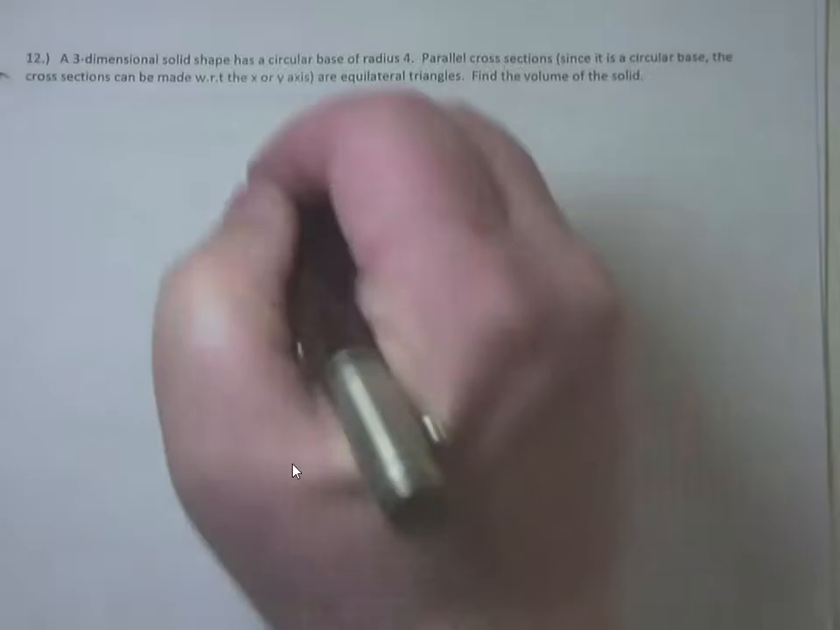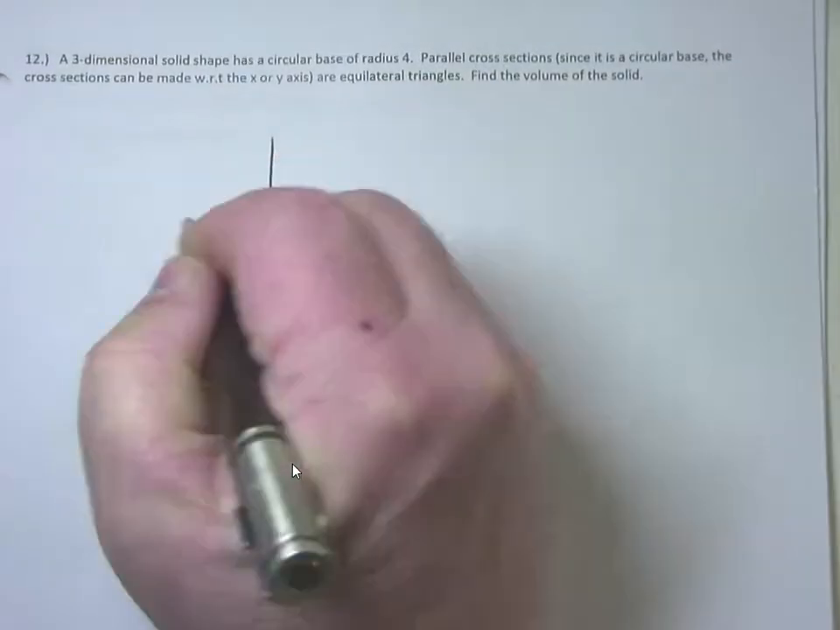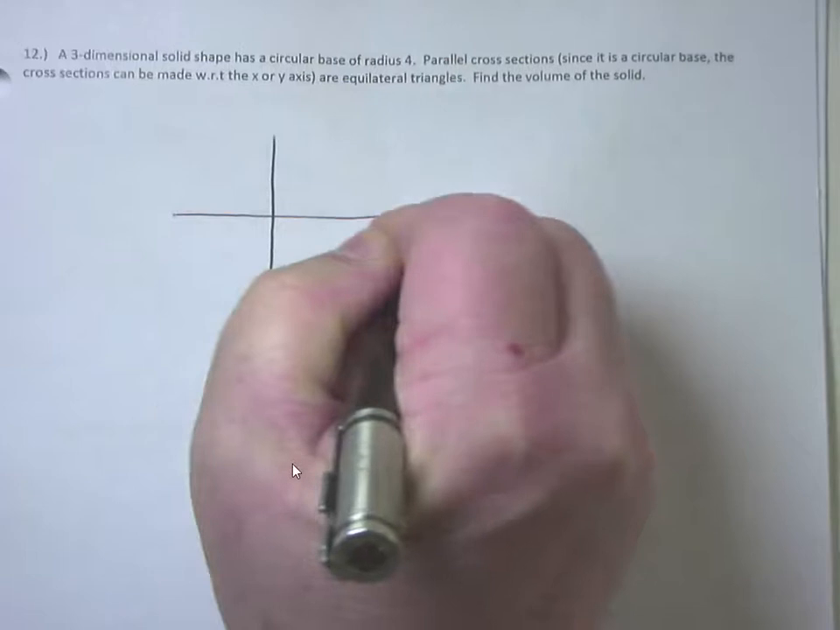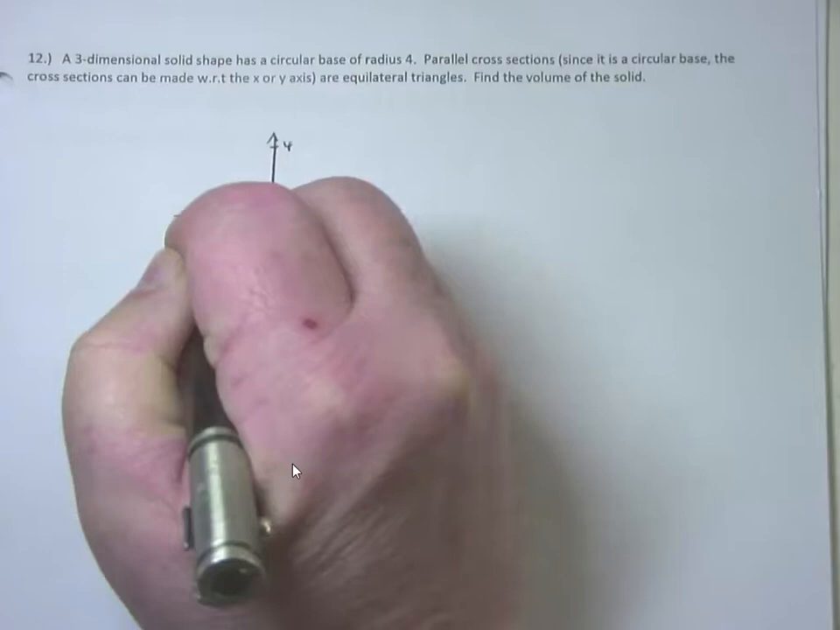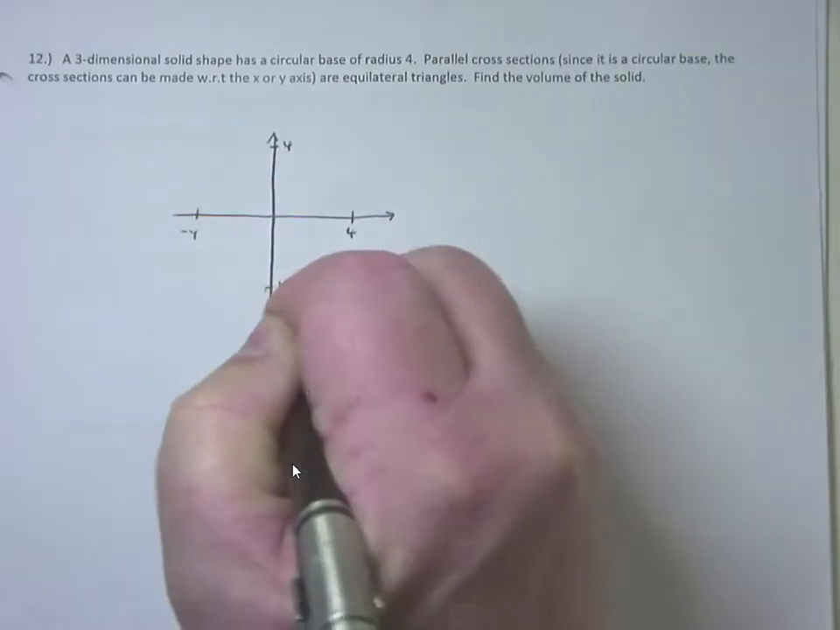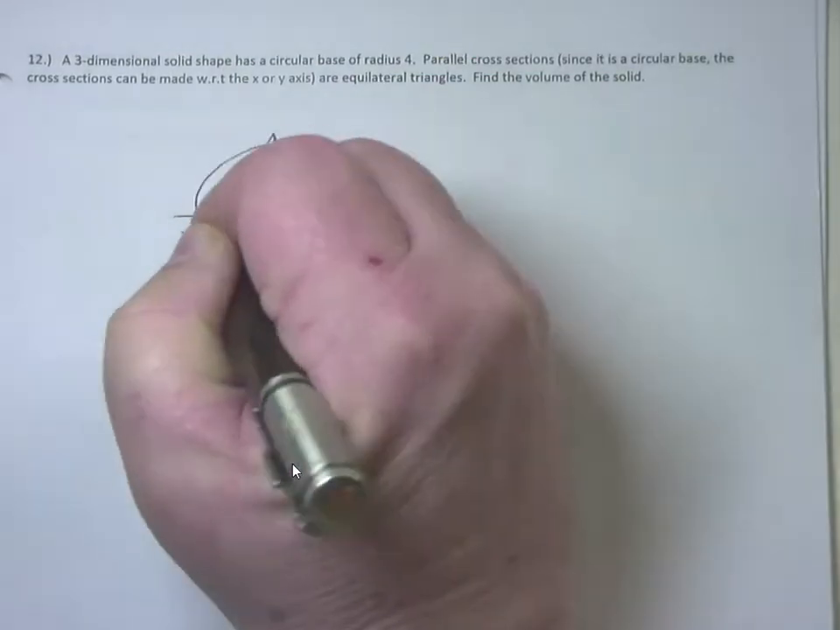So let's pick it up with the next problem here. Doing this problem, the first thing you want to do is read the problem and draw whatever region they give you. It says this: a three-dimensional solid has the shape of a circular base with radius 4. So I'm going to go with a circular base. I'm going to put my coordinate axes right down the middle here. Radius 4, so here's 4, negative 4. Circular base.